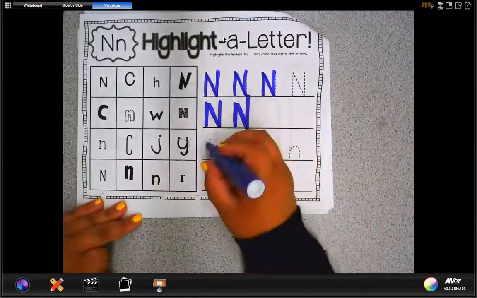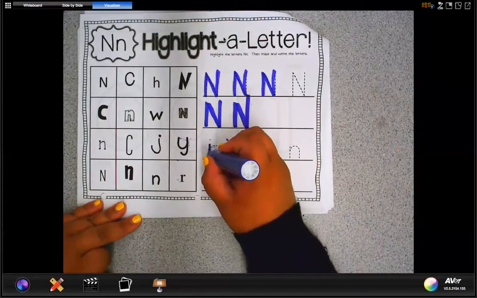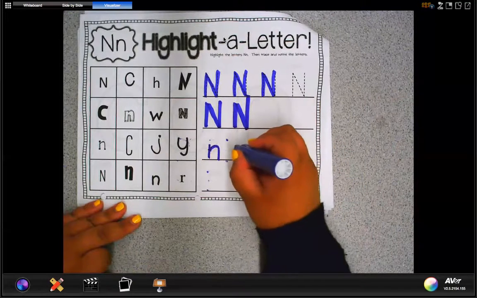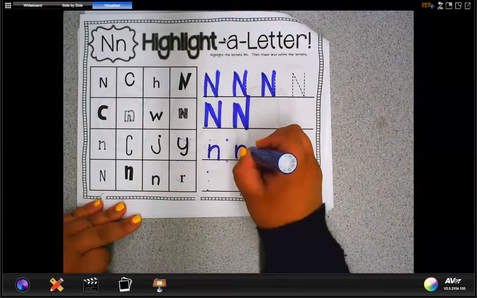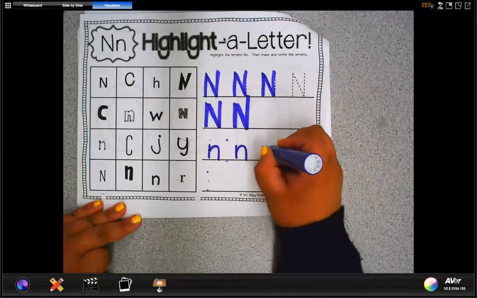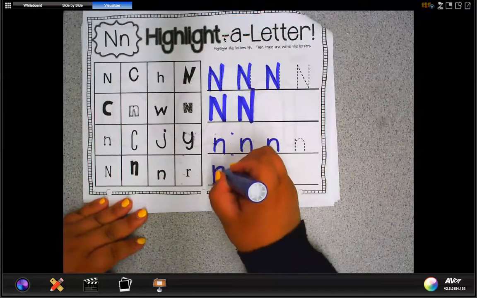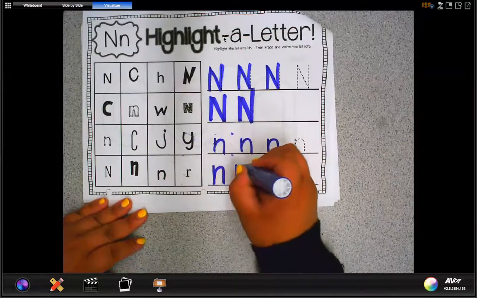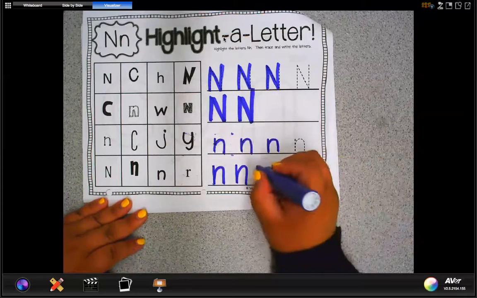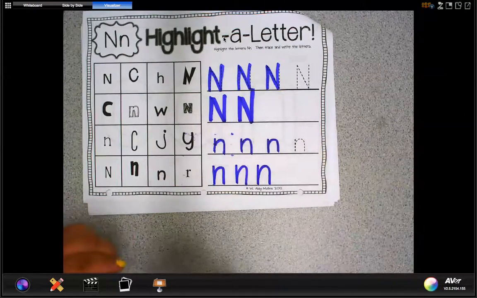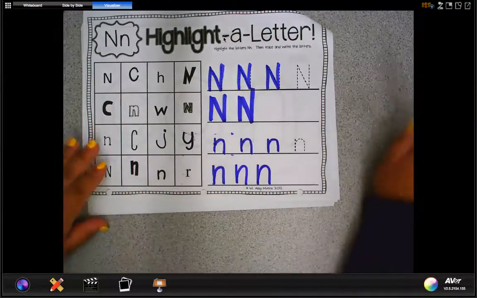The lowercase n is a short vertical and a rainbow. Vertical up and down rainbow, like this. See it? Vertical, rainbow up and down. Okay, and then you can go ahead and highlight the n's.